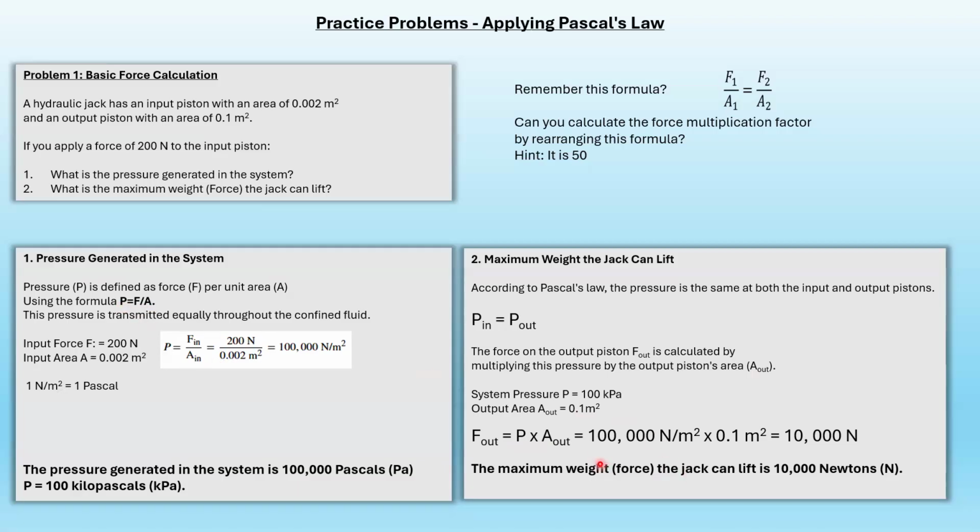So we have 100,000 newtons per meter squared times the area, the other area, and that's going to give us 10,000 newtons.